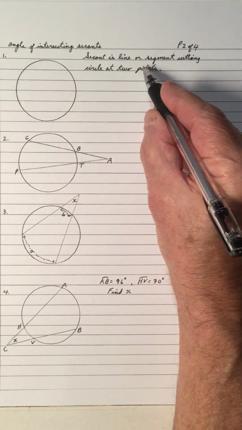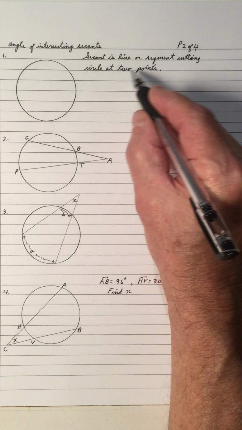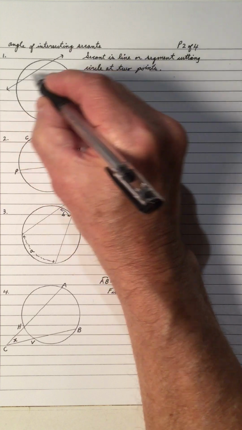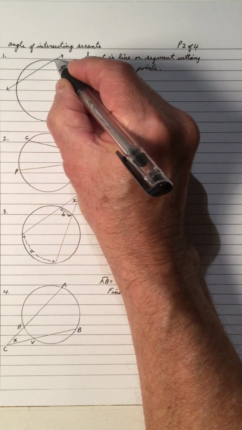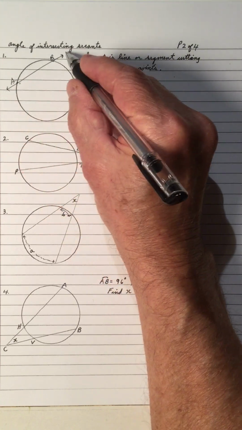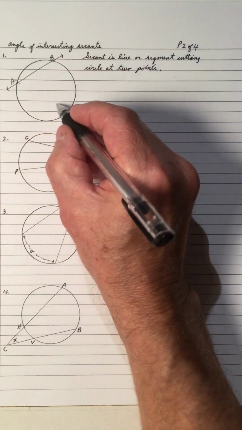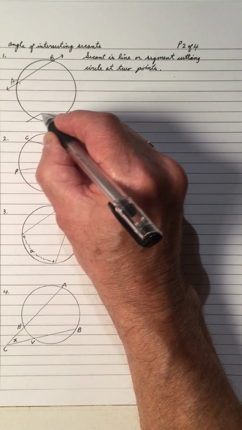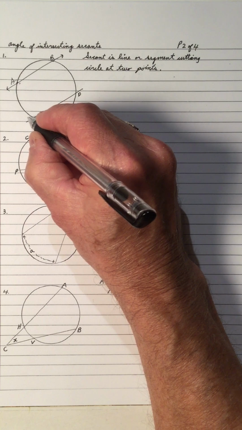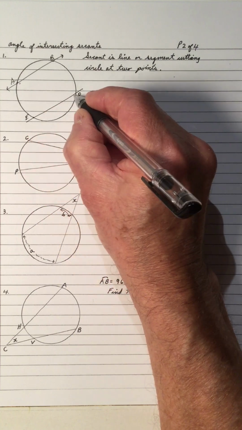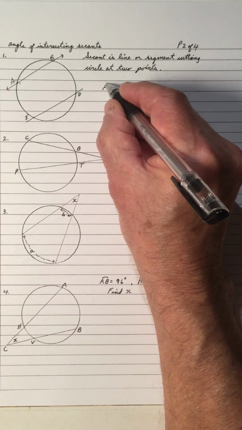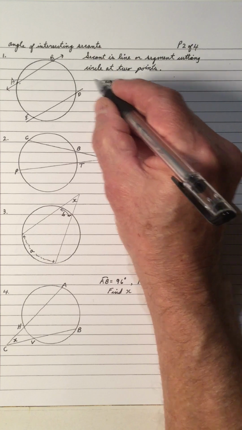A secant is a line or a segment cutting the circle at 2 points. So if I draw this line here, then that's a secant because it's cutting the circle here and here. So if I call that A and B, the line AB is a secant. I could also have a chord. So this chord is D, E. These are the points that cut the circle. So I could have a line, AB is a line, 2 arrowheads, that's a secant.